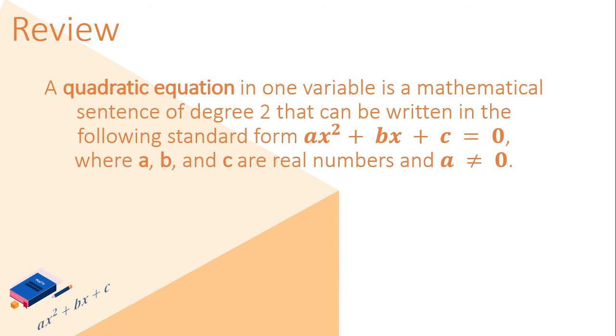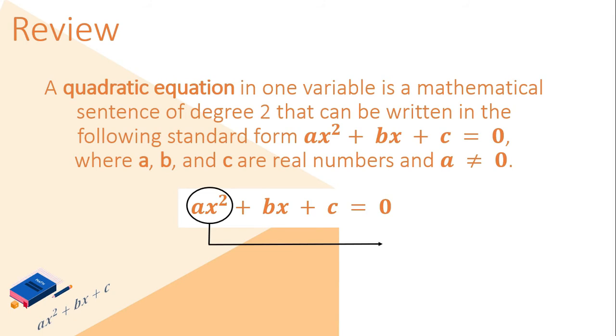So a quadratic equation in one variable is a mathematical sentence of degree 2 that can be written in the following standard form. We have ax squared plus bx plus c equals to 0, where a, b, and c are real numbers and that a must not be equal to 0. So we actually restrict that our a must not be equal to 0, because in the event that a is equal to 0, it will make our equation having a degree of 1. So therefore, it is no longer quadratic.